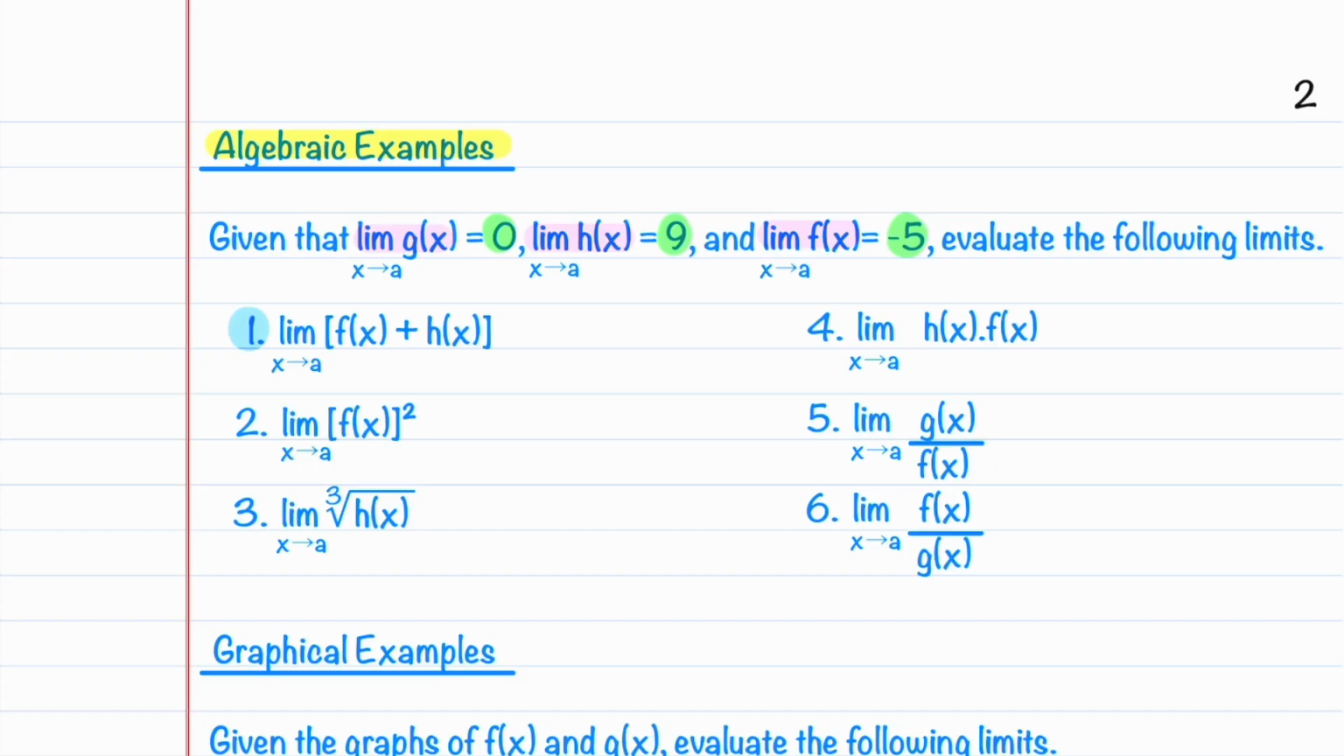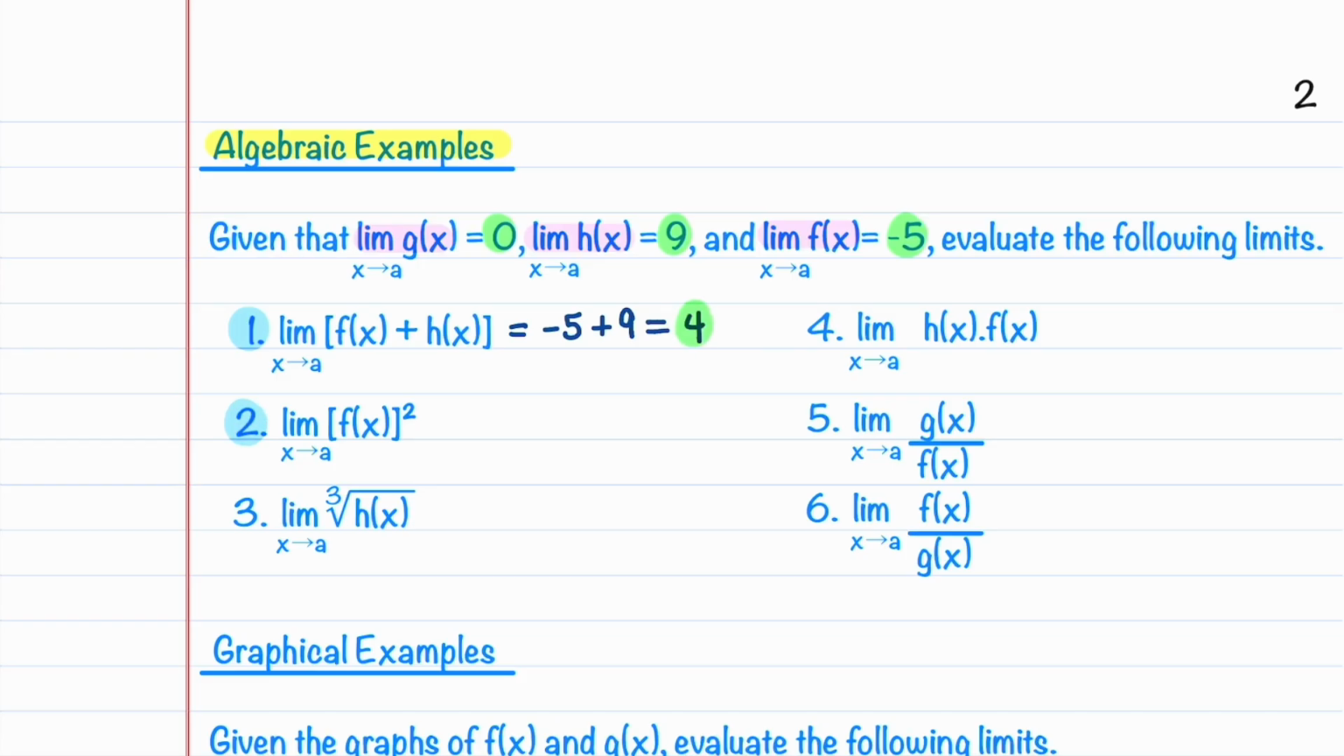We want to find the limit of f of x plus h of x as x approaches a, and we're going to use the sum law to evaluate this. The sum law tells us that we can just pull the limit inside and apply it to each function separately. So this is equal to the limit as x approaches a of f of x, which is minus 5, plus the limit as x approaches a of h of x, which is 9, and we get a value of 4.